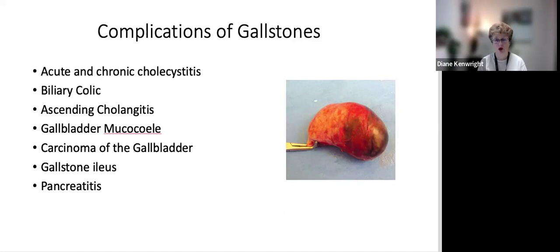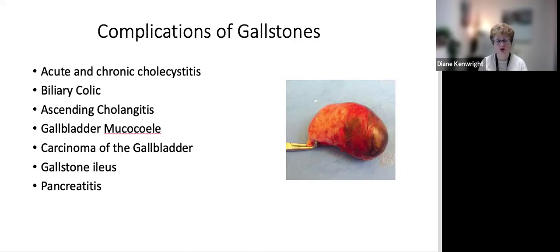Biliary colic can be caused by gallstones passing down the common bile duct and causing intensely painful contractions, a bit like renal stones passing down the ureter. Ascending cholangitis is where a stone is in the gallbladder, maybe not enough to absolutely block it, but infection travels upwards from the intestines and into the liver. A gallbladder mucocele is where a stone is impacted in the neck of the gallbladder such that nothing can get in or out.